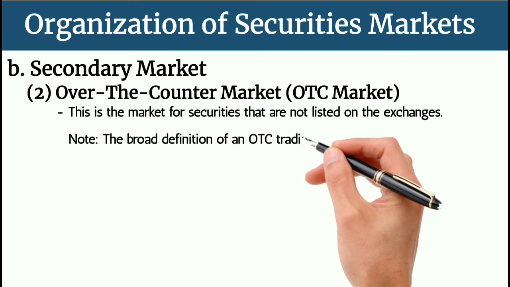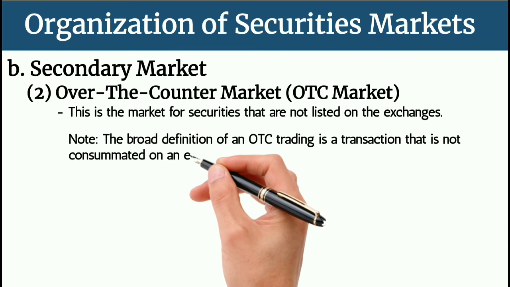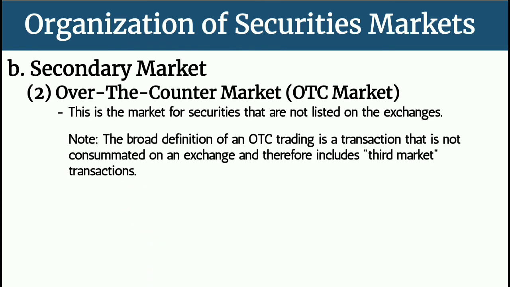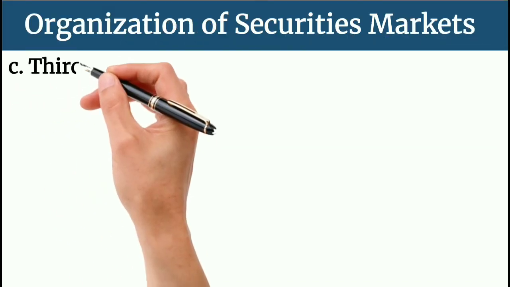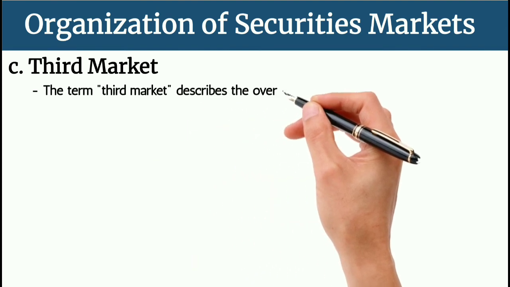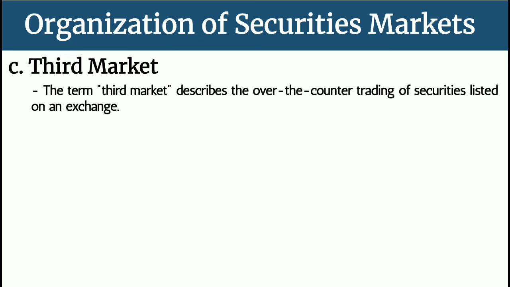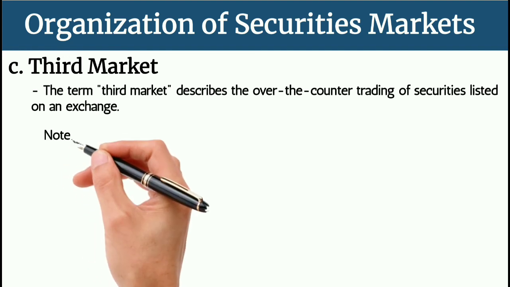Actually, the broad definition of an OTC trading is a transaction that is not consummated on an exchange and therefore includes third market transactions. As I said earlier, the trading of securities in over-the-counter market does not take place on the exchange. Next, third market. The term third market describes the over-the-counter trading of securities listed on an exchange. So what is the difference between over-the-counter market and the third market? In over-the-counter market, the securities that are traded are not listed on the exchanges, while in third market, the securities that are traded are listed on exchanges.